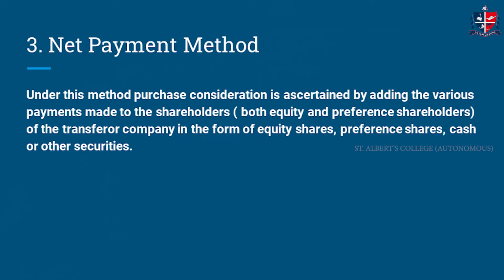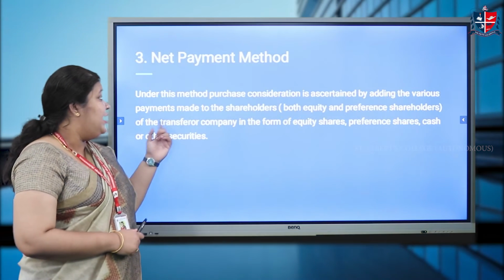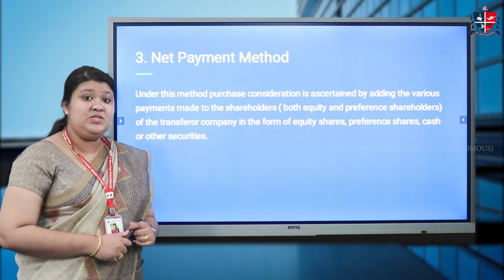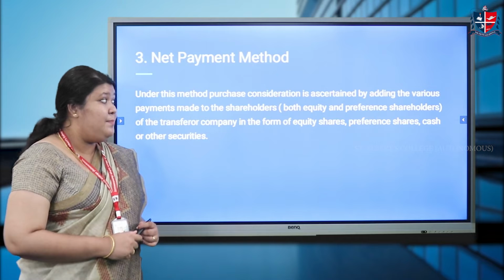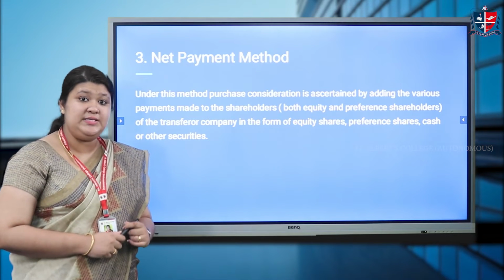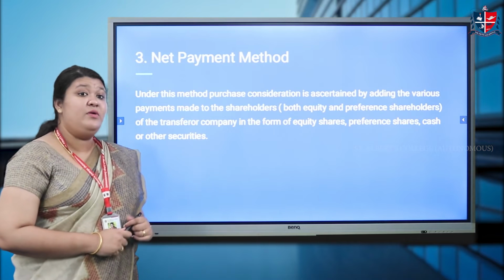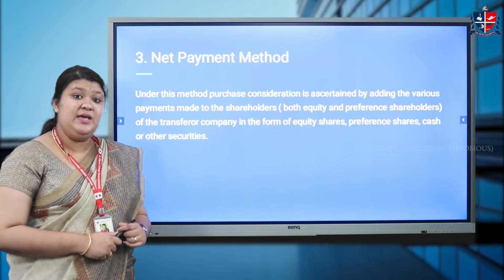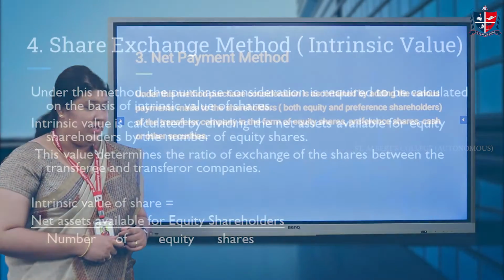The third method to calculate purchase consideration is the net payment method. Under this method, purchase consideration is calculated or ascertained by adding the various payments made to the equity shareholders and the preference shareholders in the form of equity shares, preference shares, cash or any other form of securities.